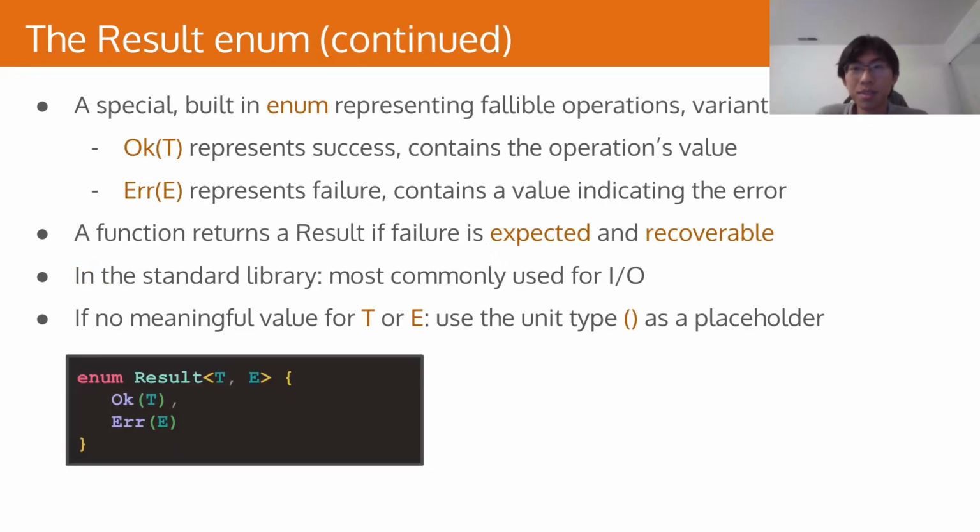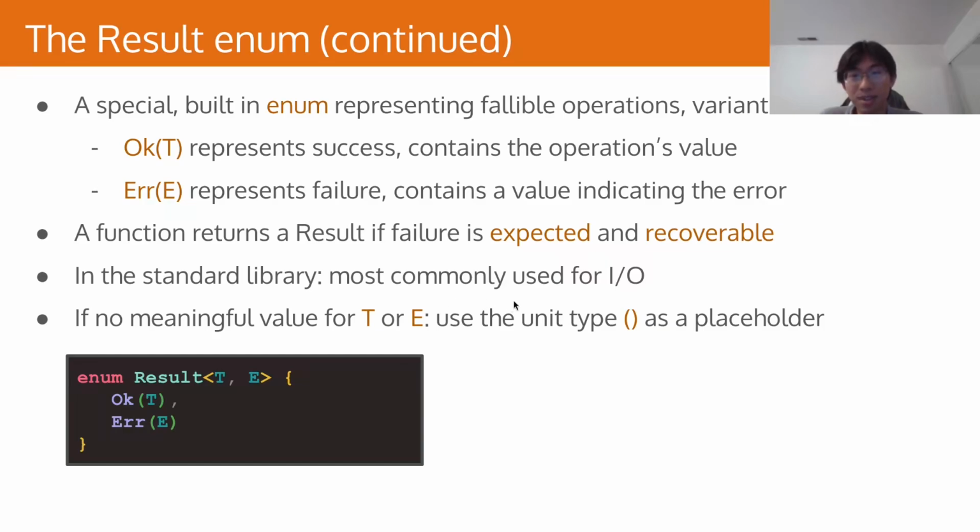So the Result enum is a special built-in enum that represents operations that can fail, and it contains 2 variants. It's either Ok, and it contains the value from the operation, or it's Err, and it contains a value representing data from the error. So a function typically returns a Result if the failure is expected and recoverable. So if you were to call the function and it returned a Result, but it was an Err, you could potentially handle it and move on with the code instead of crashing.